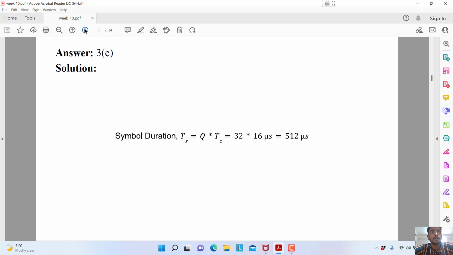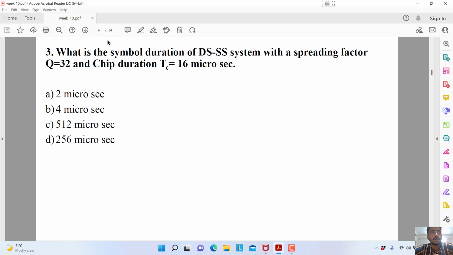Symbol duration Ts is equal to Q into Tc, where Q is the spreading factor, that is 32, and Tc is 16 microsecond. Just multiply 32 with 16 and it will become 512 microsecond. So C part is the right answer.